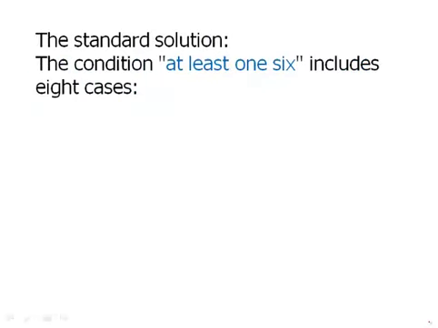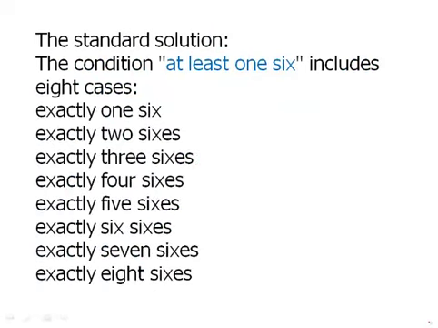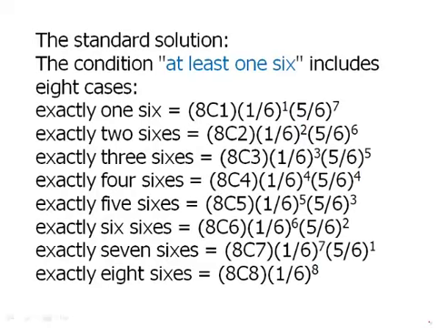So, the standard solution: the condition "at least 1 six" includes 8 cases. We could get exactly 1 six, or we could get more than 1 six. So any of the numbers from 2 through 8, these are also included. These are the number of dice that could show up with a 6 on it. And again, these are not all equally likely, but it doesn't matter. All of these are possible cases. Each one of these 8 cases is a binomial calculation. So that means we'd have to do 8 different binomial calculations.